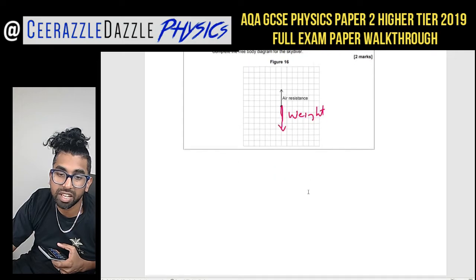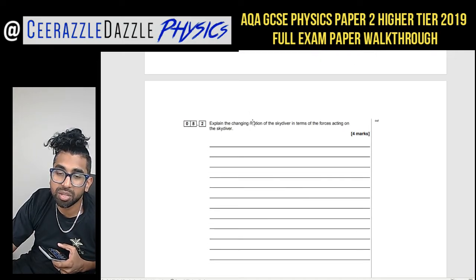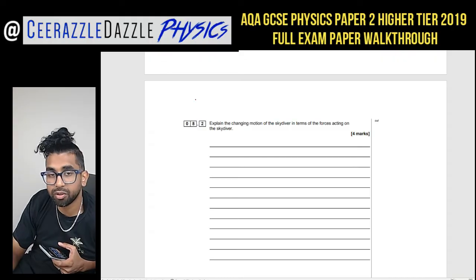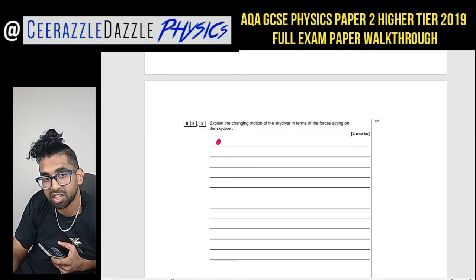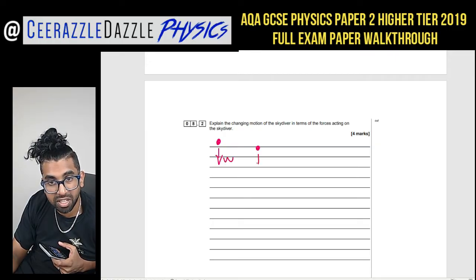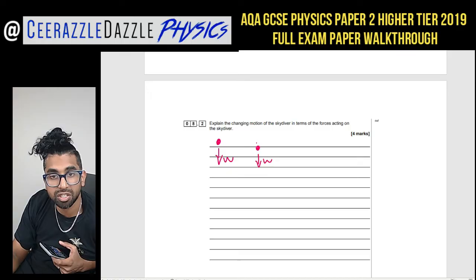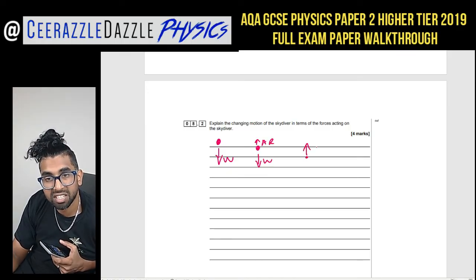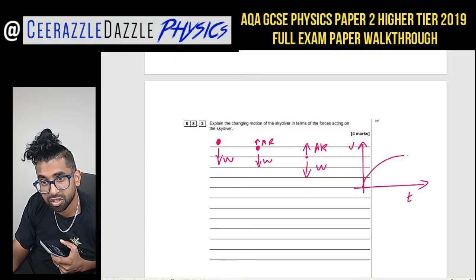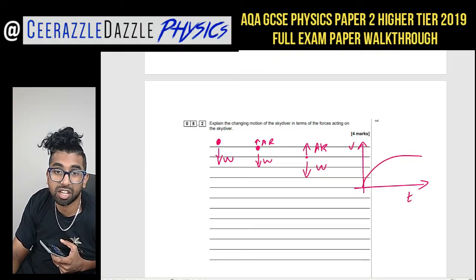Okay, so now, next question. Explain the changing motion of the skydiver in terms of the forces acting on the skydiver. So if you've forgotten, initially the only thing acting is the weight. But as it falls down, the air resistance starts to build up. Eventually, they both balance out. The air resistance balances out with the weight, and therefore it reaches terminal velocity. So look, if I have a velocity time graph, we know it will reach terminal velocity over here.